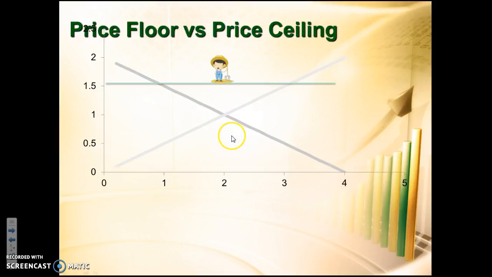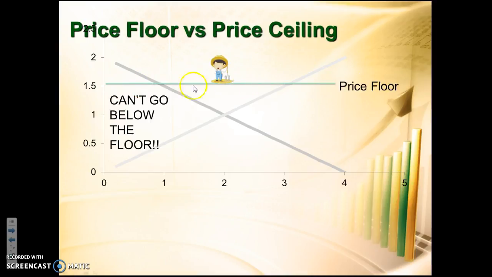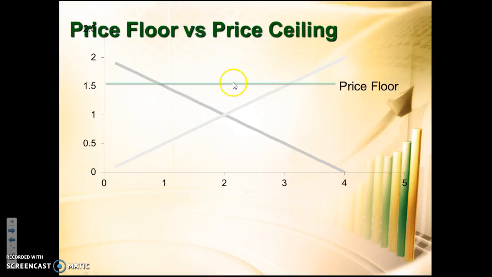His name is Price. In this case, you see where Price is at. Price is standing on the floor. This green line right here is a price floor. Price always wants to get to equilibrium, but right now he can't get there because there's a floor in the way. He can't go down any lower than this $1.50 price floor. So the price is $1, but this store cannot charge anything lower than $1.50 for this product, whatever it is.